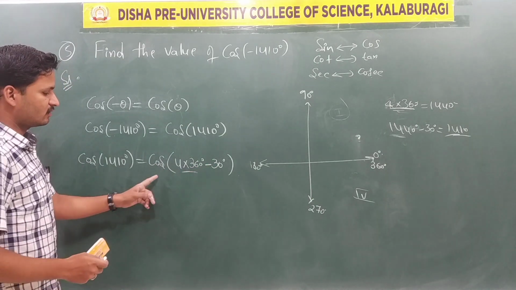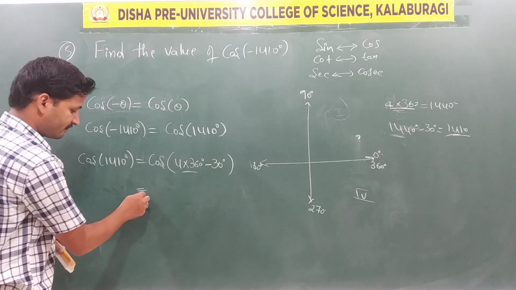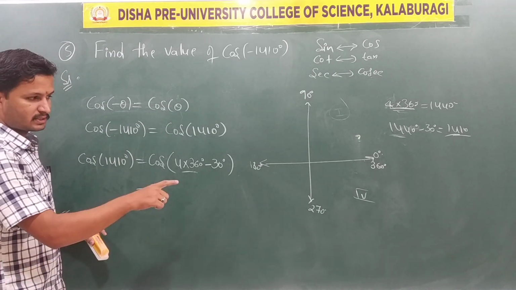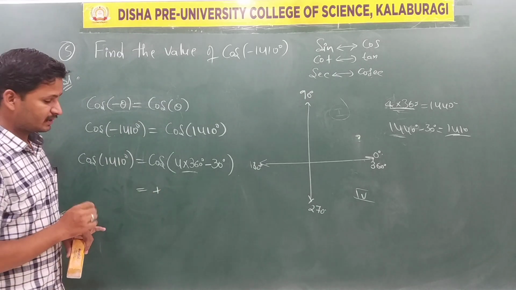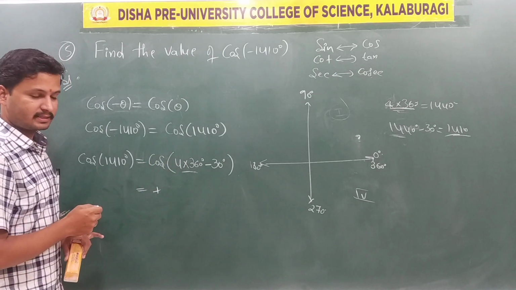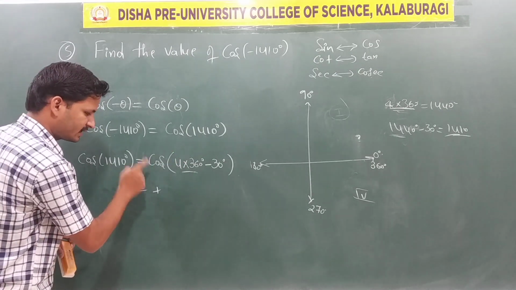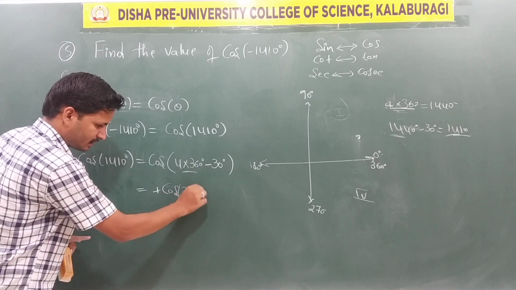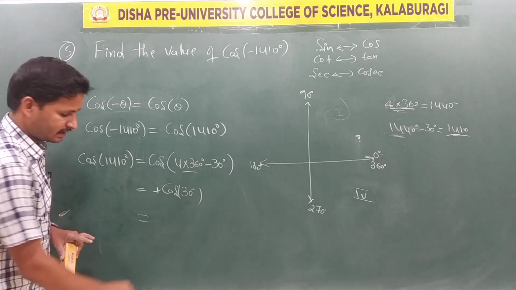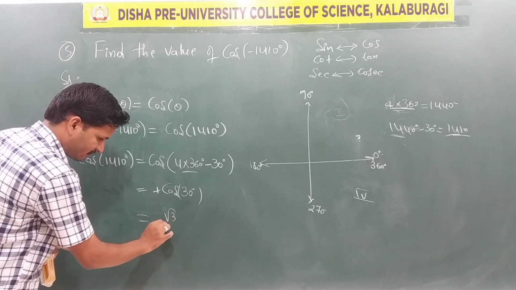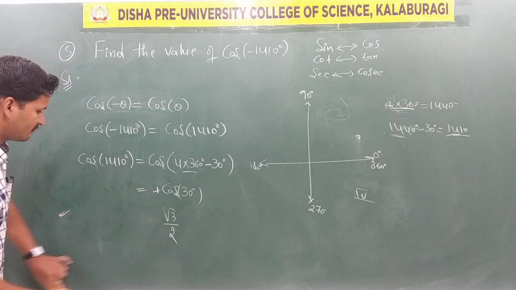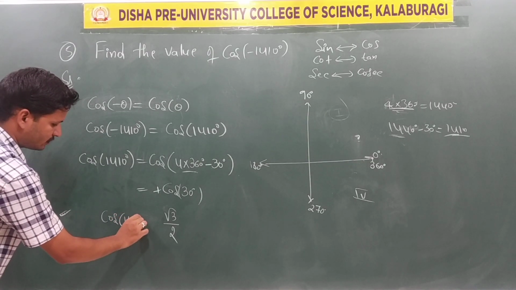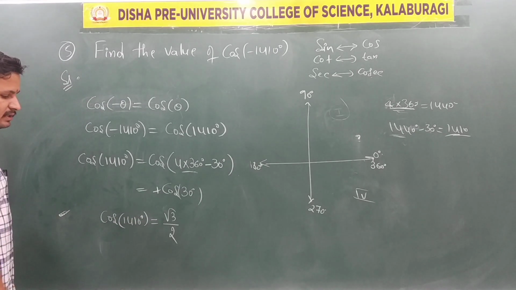In 4th quadrant, is the cos function positive or negative? Definitely cos function in the 4th quadrant is positive. Only cos and secant are positive in the 4th quadrant. 360 degree is there, definitely the ratio doesn't change, so keep cos function as it is. So cos 30 degree is equal to root 3 divided by 2. So cos of 1410 degree is equal to root 3 divided by 2.